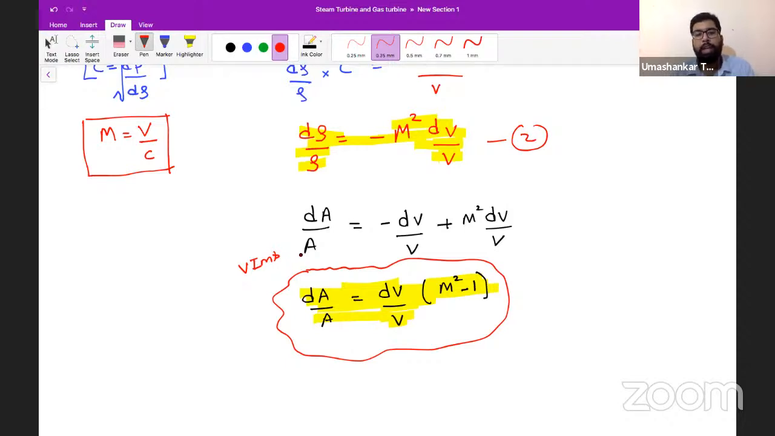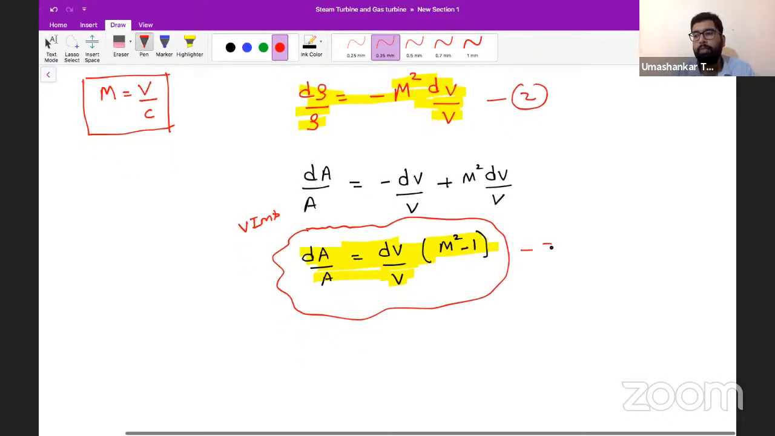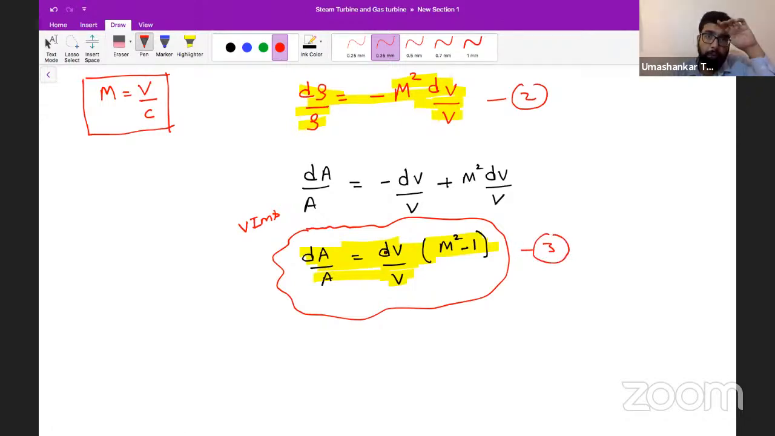So very important: dA by A is equal to dV by V, times M squared minus 1. This is a very, very important relation, and we are getting from it the relationship between area and velocity. From this equation, we can comment that if the area is changing, what will be the change of velocity, provided we have the value of Mach number.